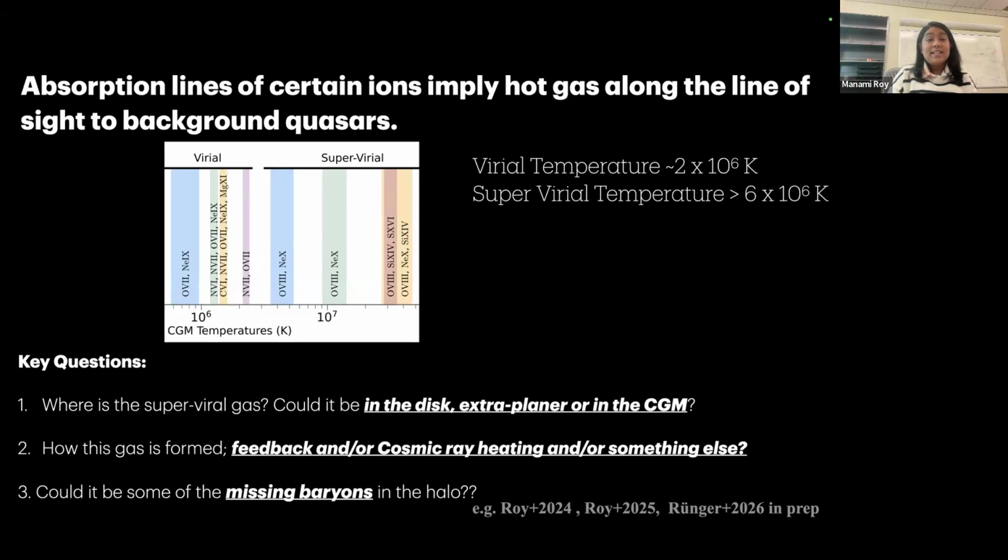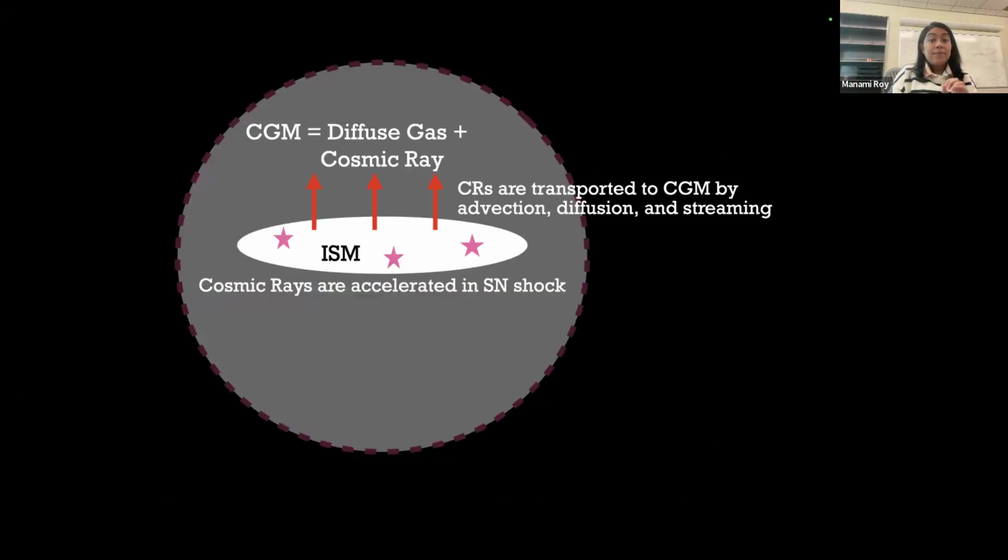But today's focus is another important component of the circumgalactic medium, which is highly relativistic charged particles. In general, cosmic rays are not formed in the CGM. They are primarily accelerated in supernova shocks in the galactic disk, where stars are forming and supernovae are blowing up. Then cosmic rays are transported to the CGM by different transport mechanisms.